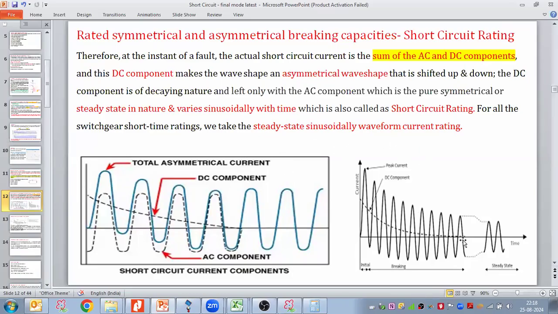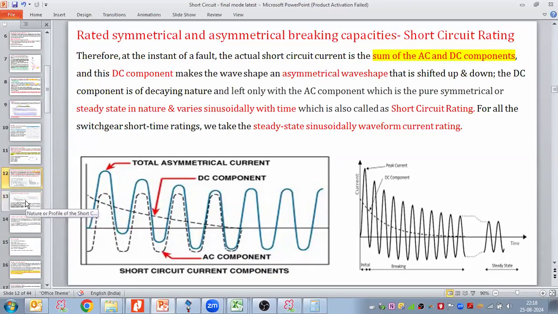At the same time, along with this sinusoidal symmetrical short circuit current, we also specify what is their asymmetrical breaking capacity and what is their DC breaking capacity, right? So three things we specify: what is the symmetrical short circuit current, what is the asymmetrical short circuit current, and what is the DC breaking capacity. Making sense? Am I making sense?